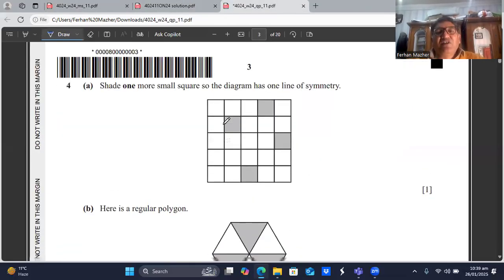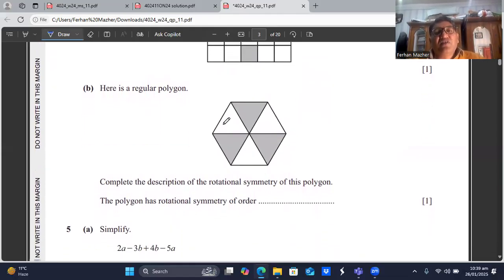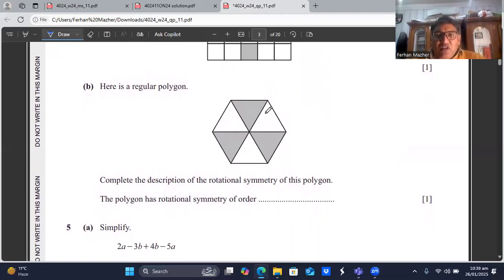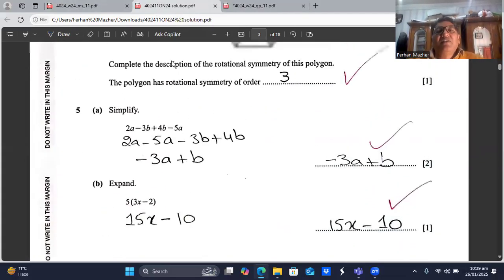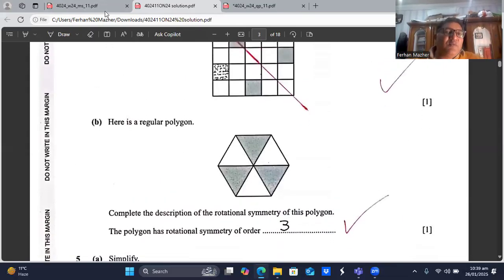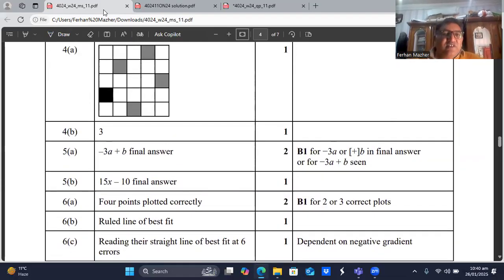Okay, their next question is, here is a regular polygon, and complete the description of the rotational symmetry of this polygon. Rotational symmetry means when you rotate this figure 360 degrees, how many times this figure will fit on the original pattern. This is a figure which has three blades, so it will have a rotational symmetry of order 3. So we will write here the rotational symmetry of order 3. This is how this is done.